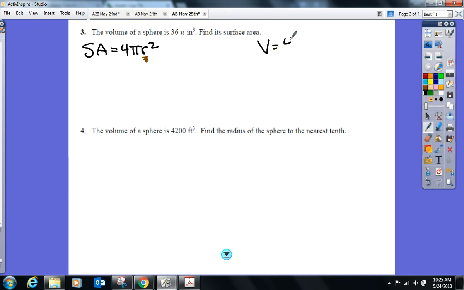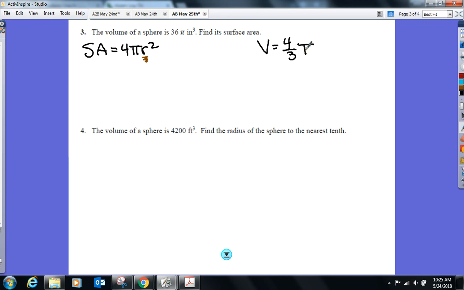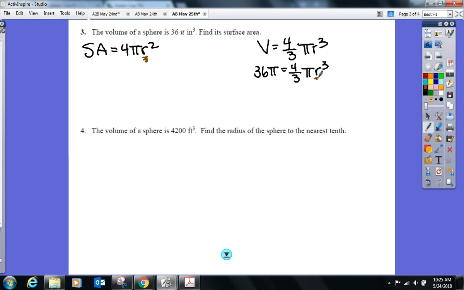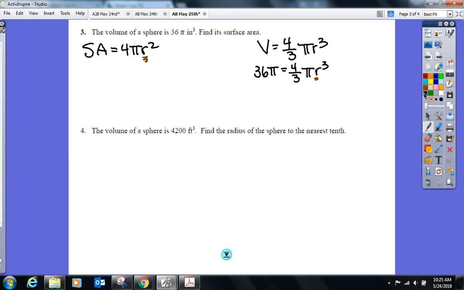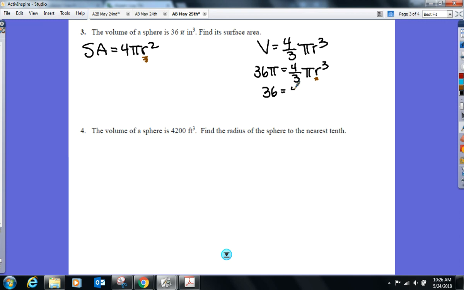Volume, 4/3 pi r cubed. I told you the volume was 36 pi. I plugged that in for V. And what variable am I trying to solve for so I can plug it back into the surface area? My radius. So let's try to get the radius all by itself. All right, what do we have on both sides? We have pi's on both sides. See you later. 36 equals 4/3 r cubed.